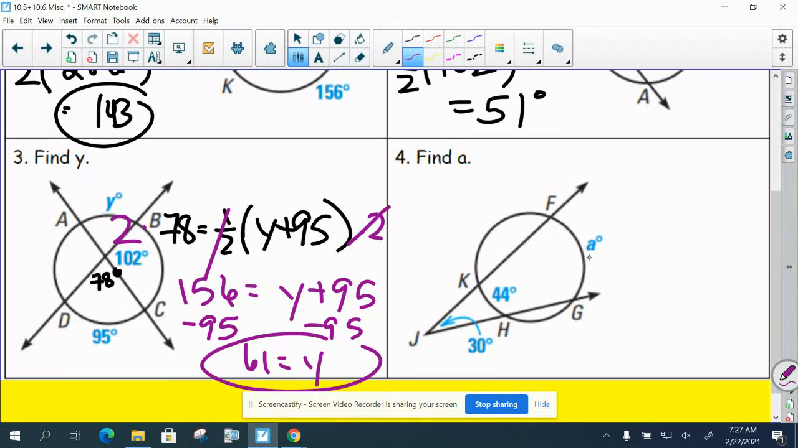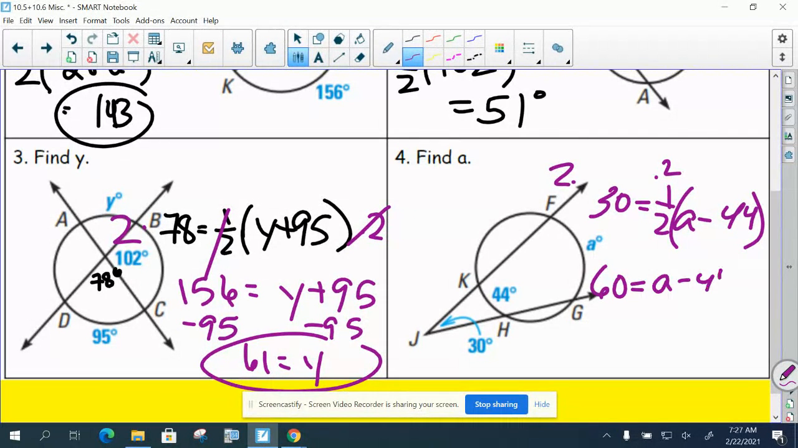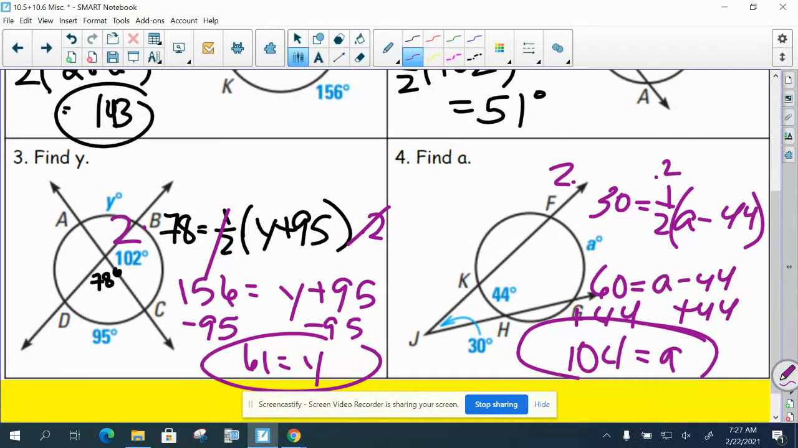All right, and then angle A. This is another one where you'll have to work backwards because you're given the angle measure. So 30 equals 1/2, and then we're going to do the outer, which is A, minus 44. That's important because if you don't do that, you're going to get it messed up. Once again, multiply by 2 on both sides. So you get 60 equals A minus 44. Add 44 on both sides, and you should get 104. So that's the end of these examples.